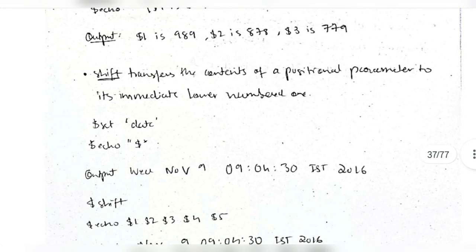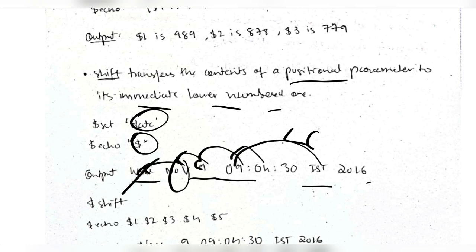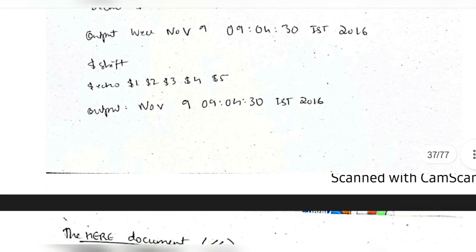Shift transfers the contents of the positional parameter to the immediate lower numbered one. So if you have date here, like date is getting displayed here, if you shift it, what will happen is Wednesday will get cut, November will come here, 9 will come here in 2, then 3 and 4 and 5. So if you shift it and then display 1, 2, 3, 4, 5, it will start from November, Wednesday has been cut off.